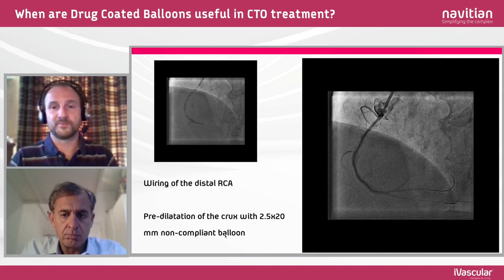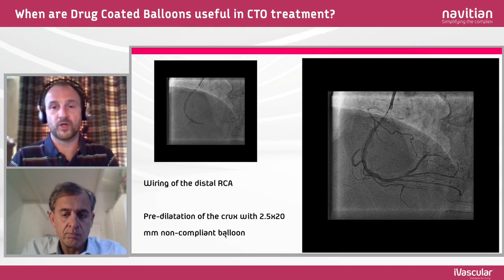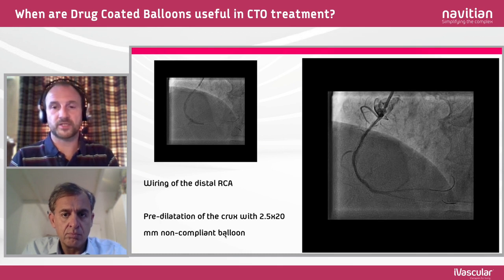In order to stent this vessel again, we should really start from the crux and go all the way up to the ostium. So it will be a 90 millimeter stent at least.